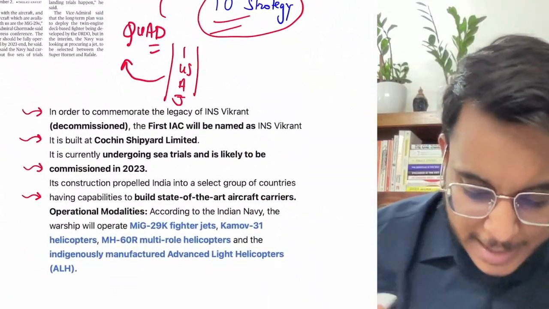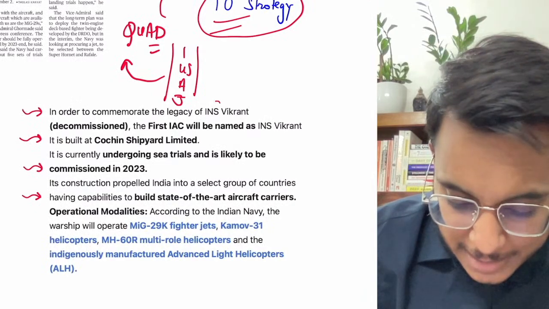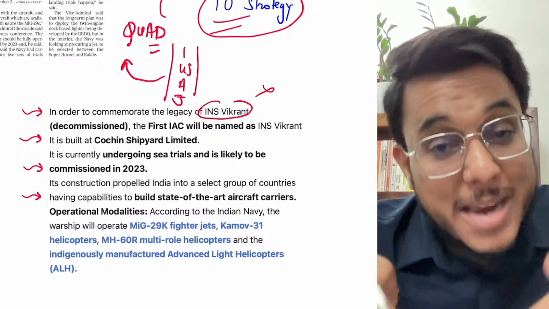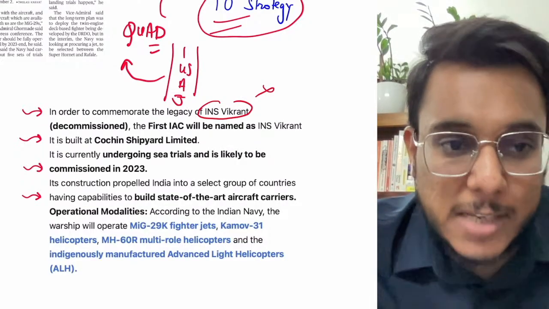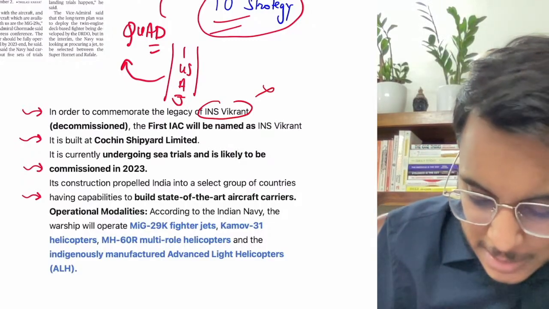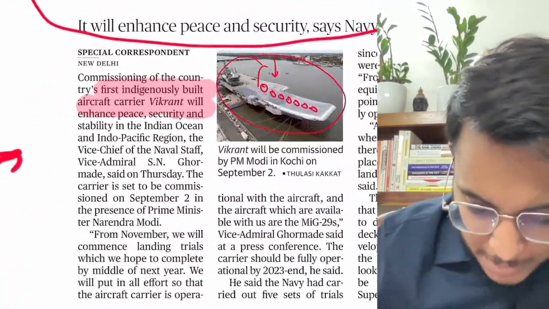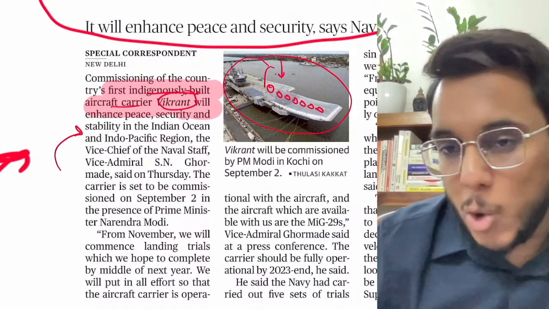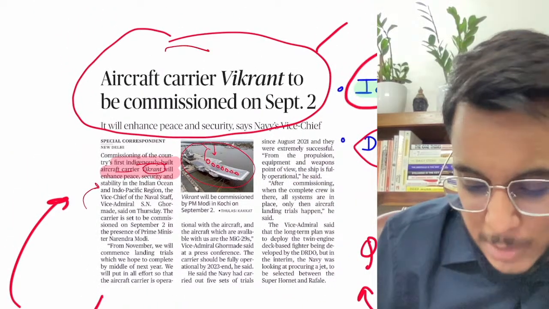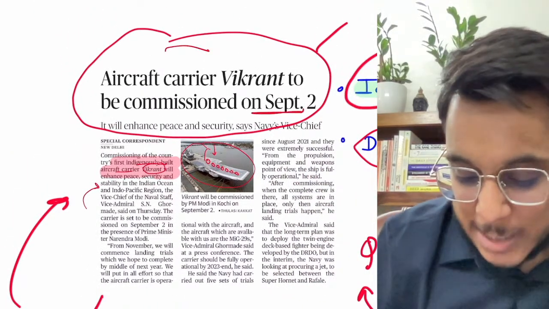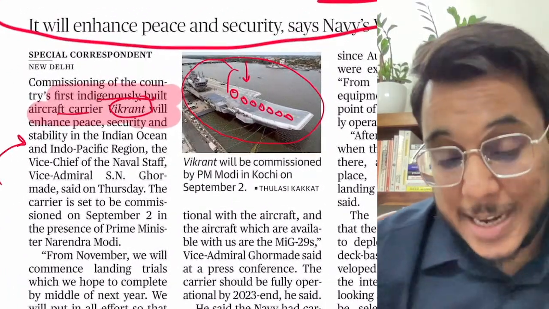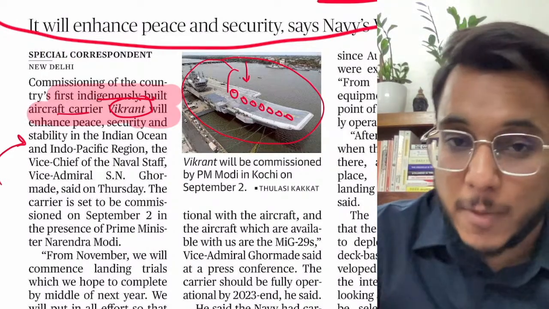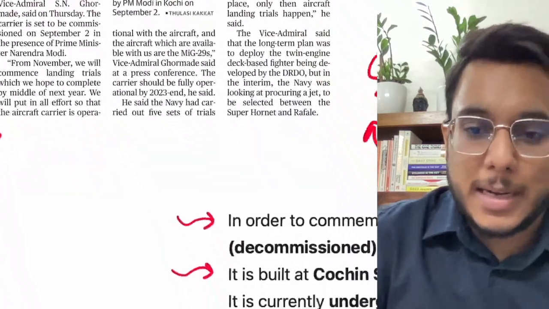Now guys, what happened, basically India's legacy aircraft carrier, the INS Vikrant, has been decommissioned, and now we are making our own aircraft carrier. Indigenously we are making the aircraft carrier. So the first indigenously built aircraft carrier Vikrant will be commissioned very soon. Aircraft carrier Vikrant will be commissioned on September 2. This indigenously constructed aircraft carrier, it was in the news that it would be commissioned before 2022, and now it is going to be commissioned.